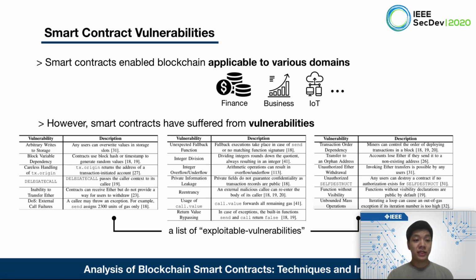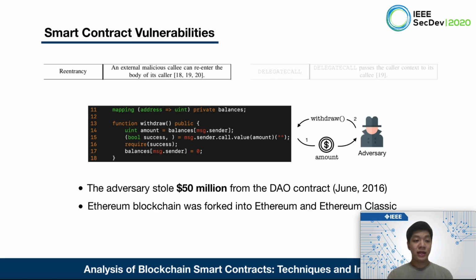While each vulnerability can directly result in a financial loss, we explain 2 vulnerabilities that led to losing the largest amounts of money. The first one is reentrancy, in which an adversary re-enters the function and continuously transfers money to himself. If you look at the code, the contract transfers the amount to the adversary at line 15. However, when a smart contract transfers money, it calls an unnamed function of the receiver called the fallback function.